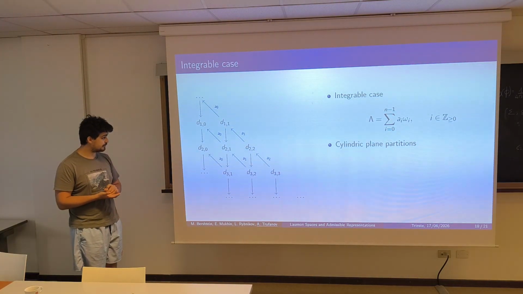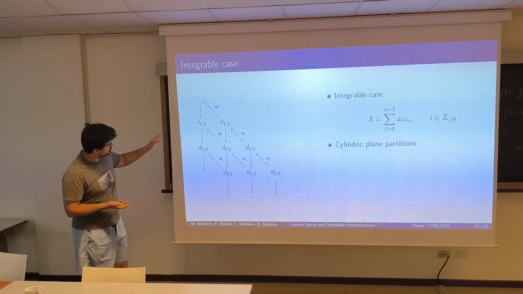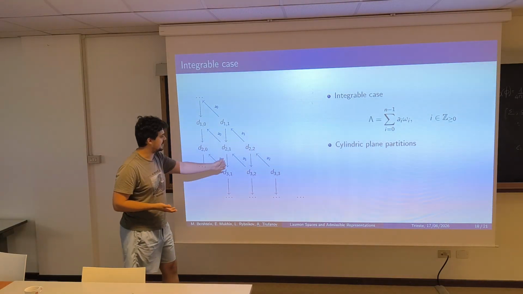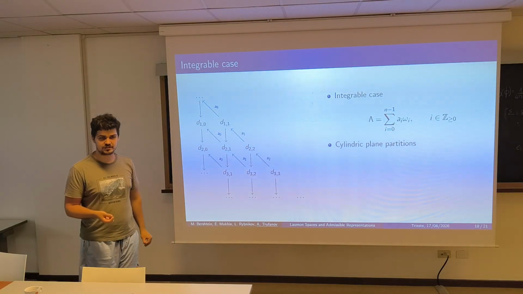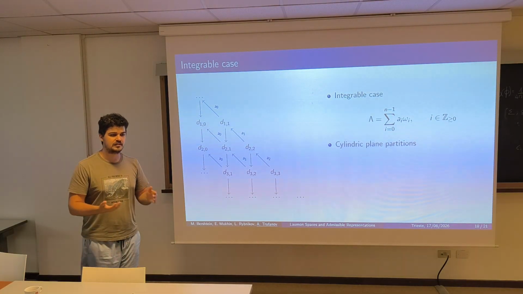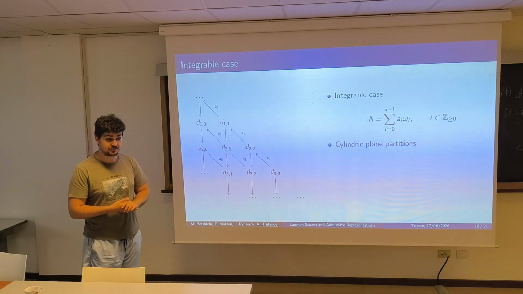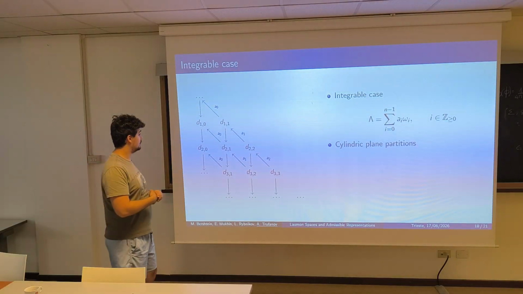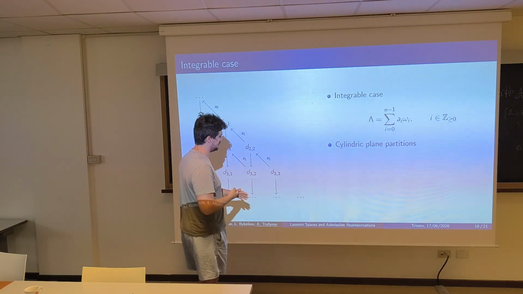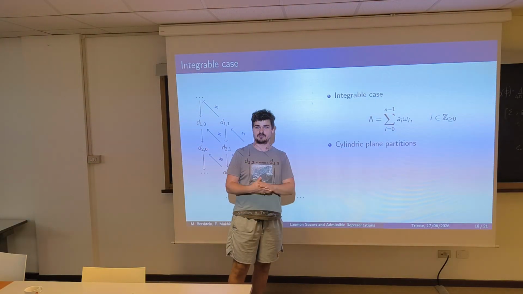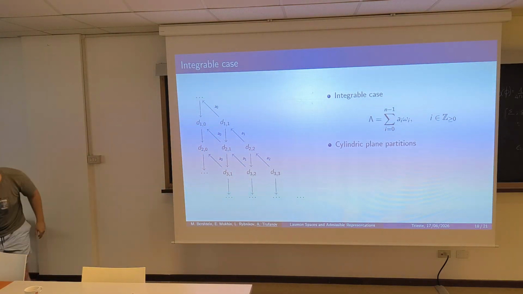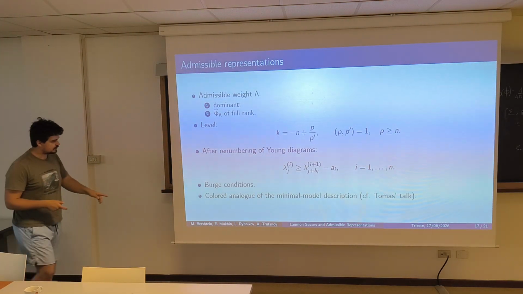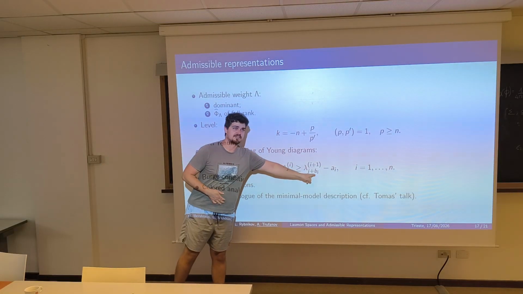Also, you can see that these are n Young diagrams, and you can still consider them as plane partitions, more specifically cylindric plane partitions. This is the case, if you compare with the previous slide, for example, when there are no b_i.